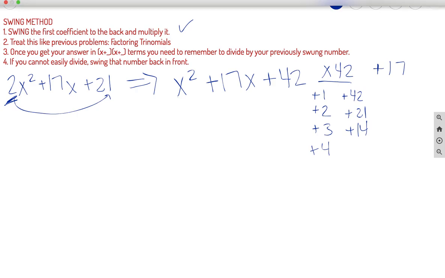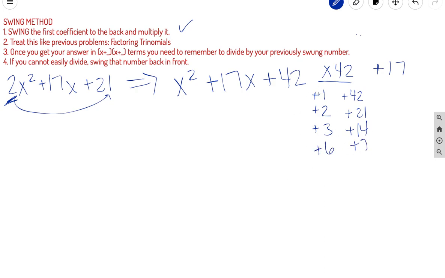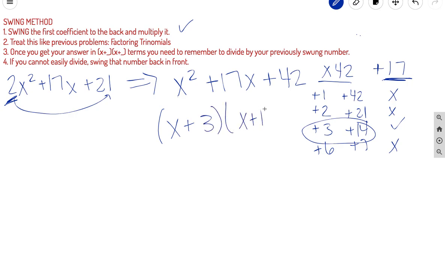4 is not a multiple of 42. See, even Miss Urban makes mistakes. 5, 6, does 6 go into it? Yep, 6 does go into it. So, plus 6 plus 7, right? They multiply to get me 42. So these are all the multiples of 42. Which one of these adds to get me 17? So I have to go by each problem and say nope, nope, yes, no. So we know that this one's a winner. So we get x plus 3 and x plus 14.